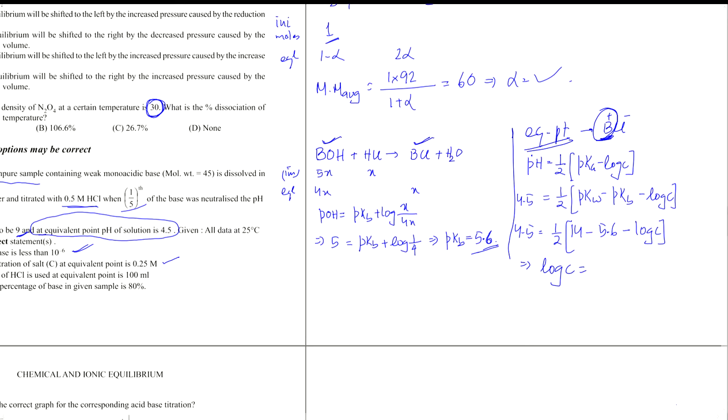So this is 7 minus 2.8. Log C turns out to be 0.3. So C has to be some 2, right?